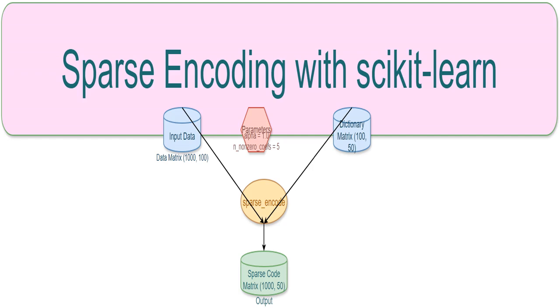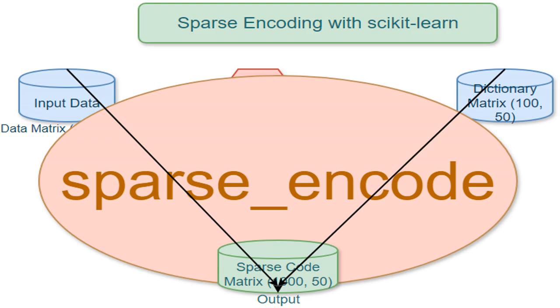This is the original data. It's a large matrix that we are going to try to make more compact. This is the function from scikit-learn that I use to do the magic of converting from the original data to the compressed representation.